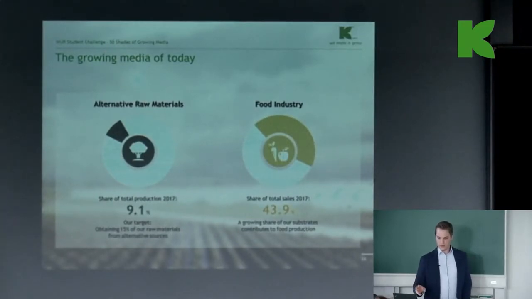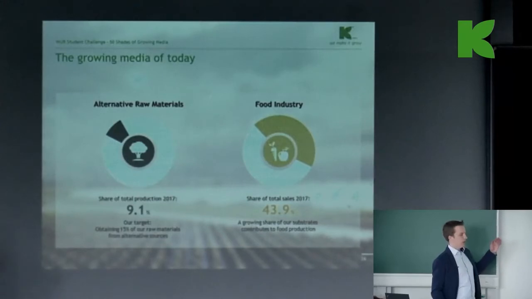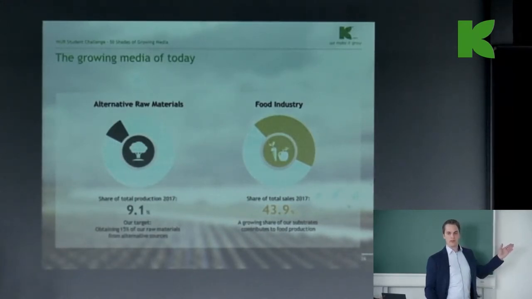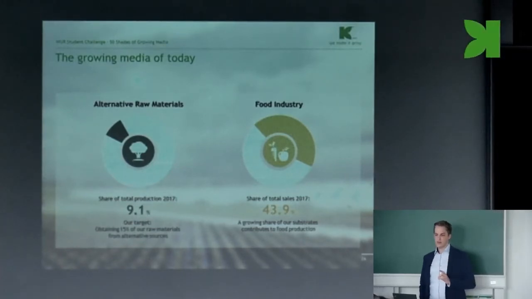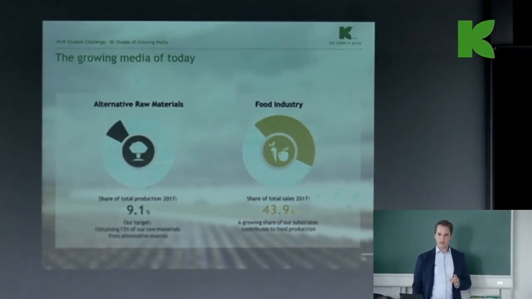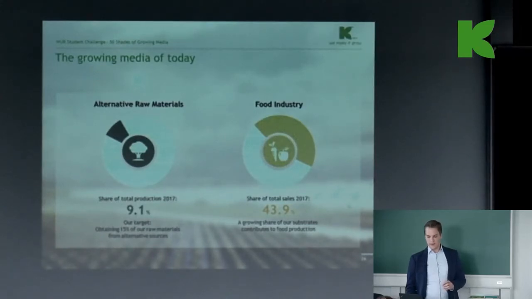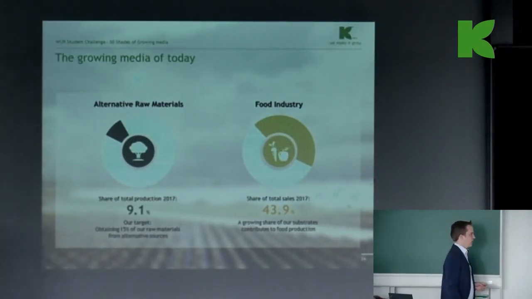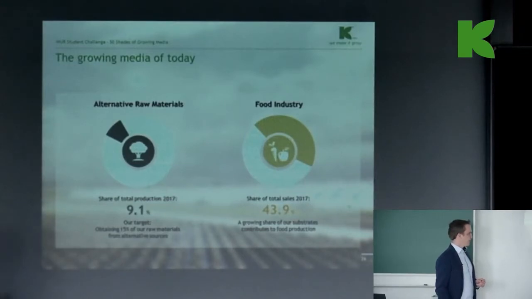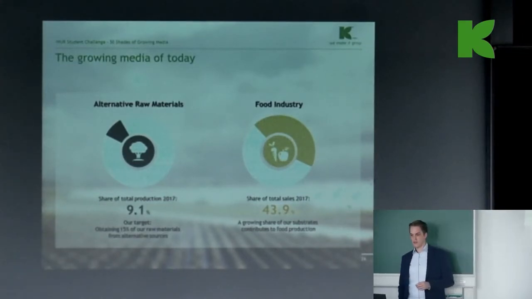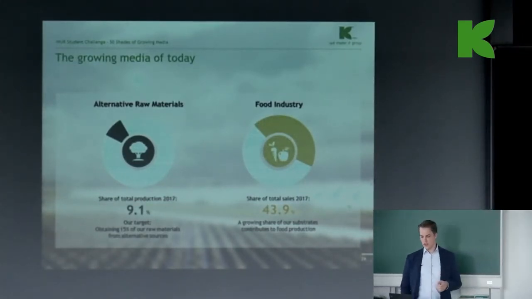But first, a slide from our corporate presentation. We have a strategy within our company that we want to replace at least 15% of our peat raw materials with alternative raw materials by 2020. Today we are at 9.1%, and we're doing very well to reach this goal. I also mentioned already that a large quantity of our substrates are used for food production. We're very proud of that, and we want to increase this share as well.